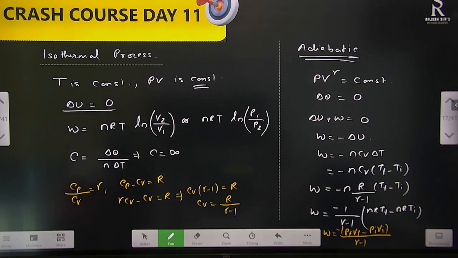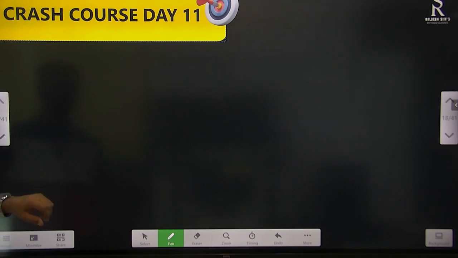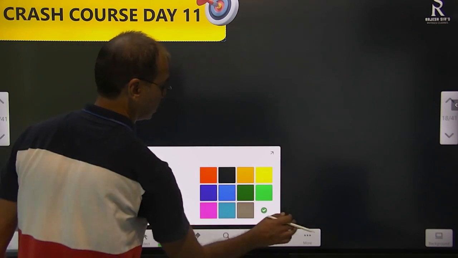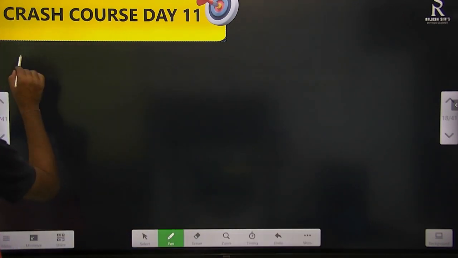So these are the formulas for various processes, isothermal, adiabatic, and all that. Let's solve a few questions on this. See how big thermodynamics is, but from thermodynamics itself, you can expect 3 to 4 questions. That is why we have to take all these things so that you don't miss anything.